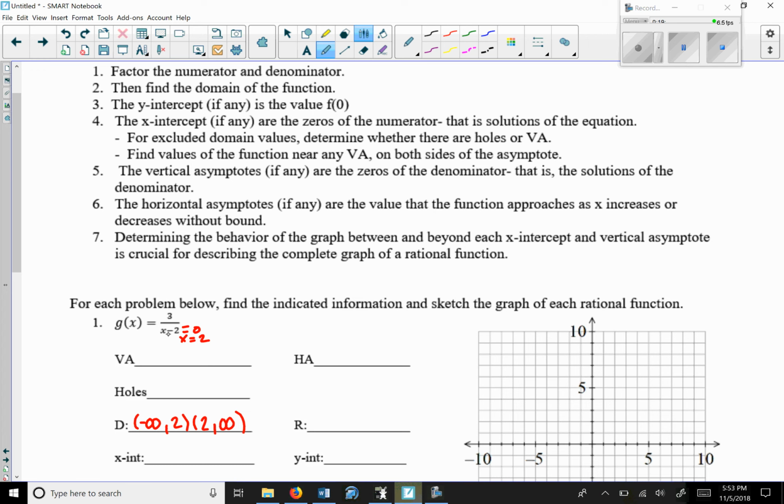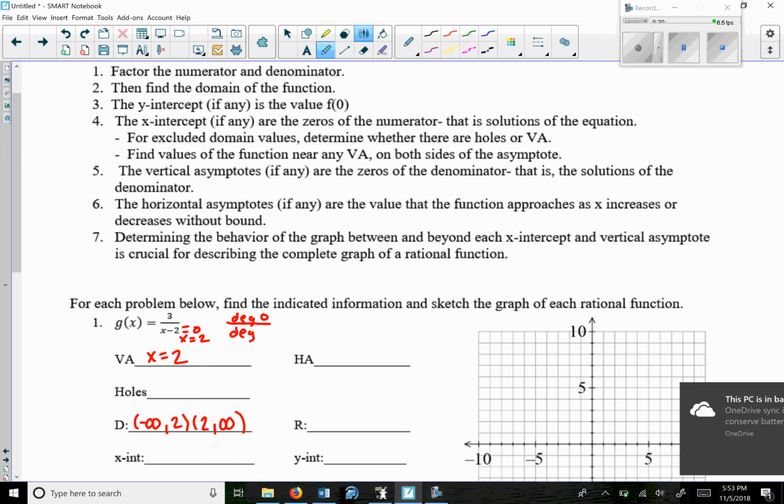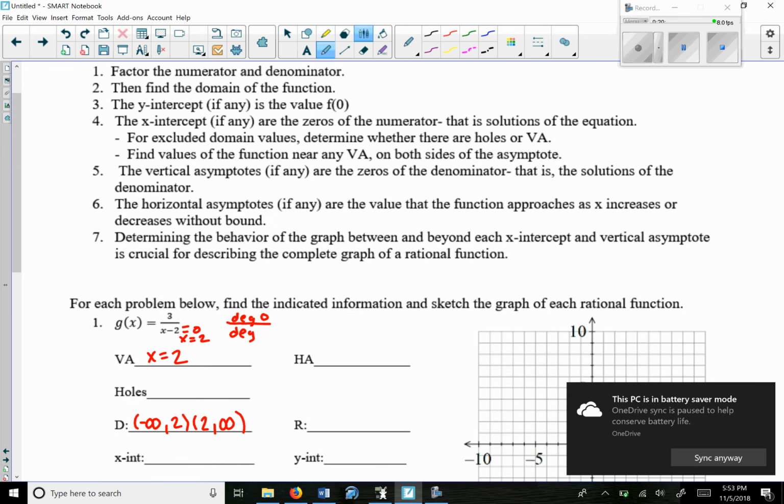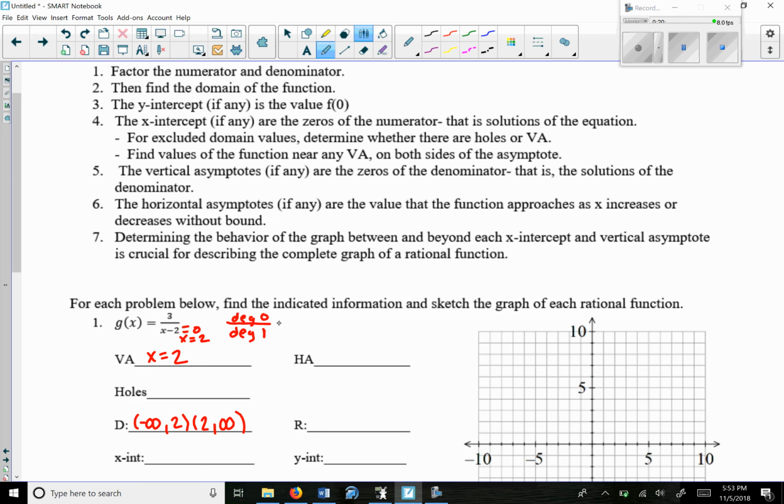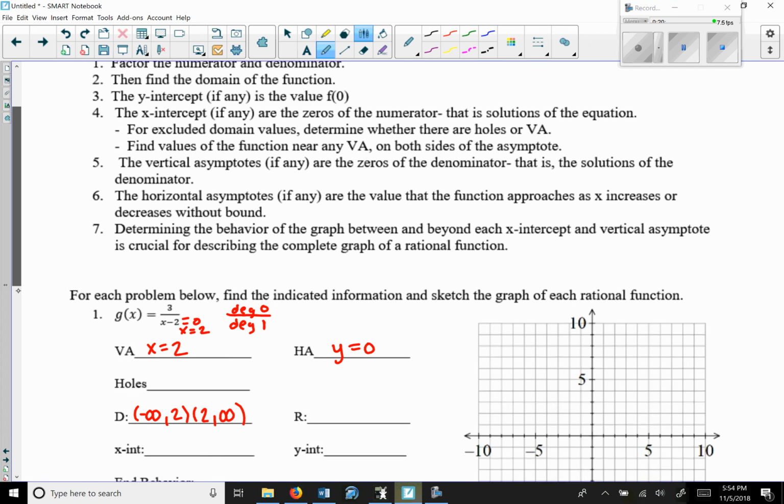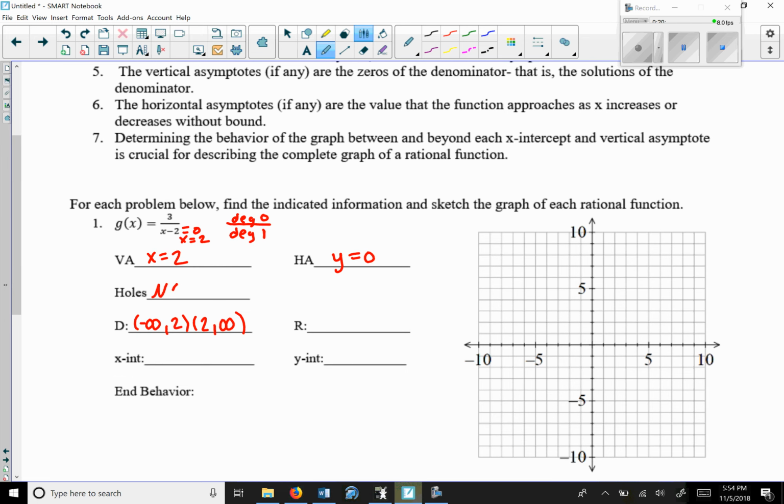Because there's no common zeros between my numerator and denominator, that tells me that this 2 is a vertical asymptote, because I can't simplify this. When I plug 2 in, it makes my denominator 0. So again, that's why that's a vertical asymptote. The degree of my numerator is 0 because there is no x, and the degree of the denominator is 1. Since degree 0 is less than degree 1, that tells me that I have a horizontal asymptote at y equals 0. And there are no holes because we don't have any common zeros between the numerator and denominator.